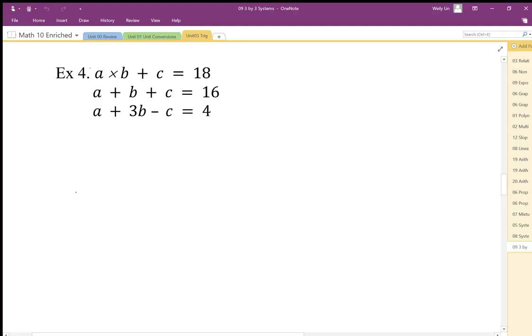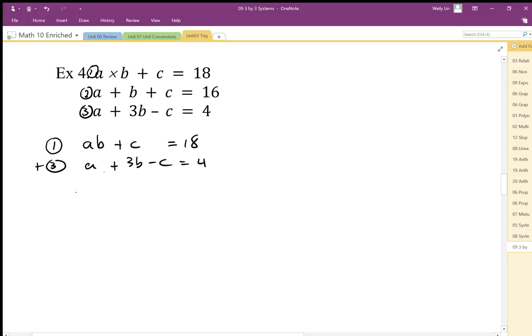So I'm going to number these equations 1, 2, 3. And I'm going to add 1 and 3 together. And that's going to get rid of the plus C and minus C here. So I have AB plus C equals 18. I have A plus 3B minus C equals 4.